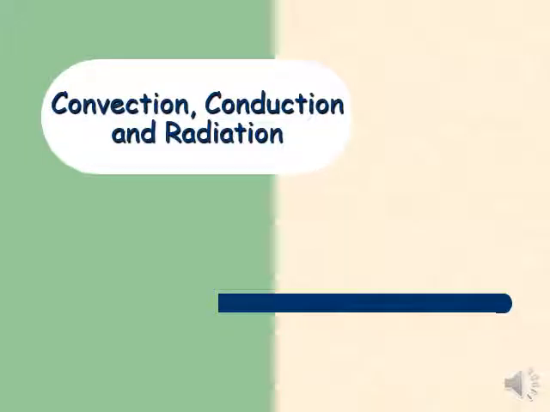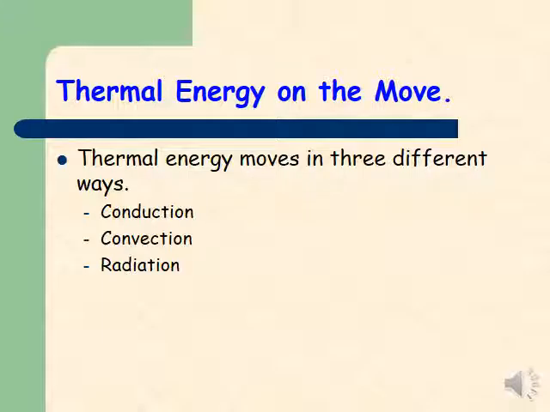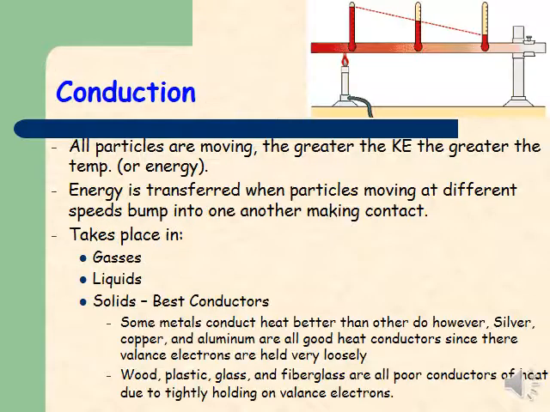Convection, conduction, and radiation. Thermal energy moves in three different ways: through conduction, convection, and radiation. In conduction, all particles are moving. The greater the kinetic energy, the greater the temperature. Energy is transferred from one particle moving at different speeds that bumps into another particle.